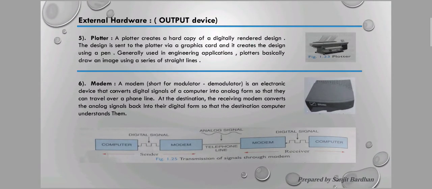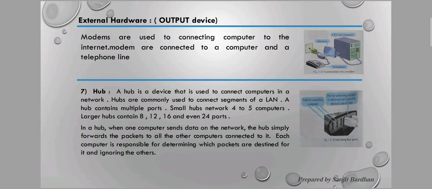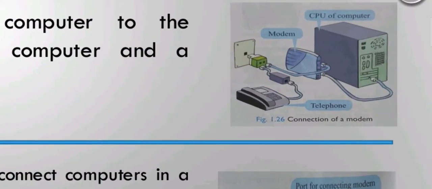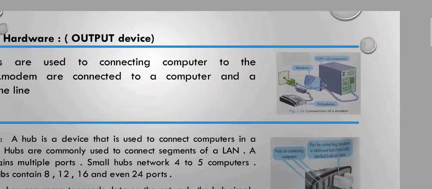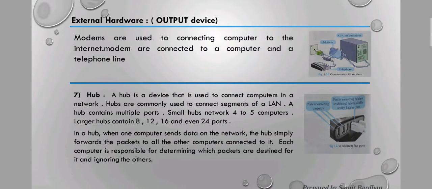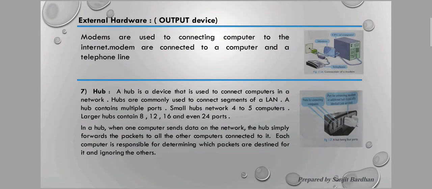Next is modem. Modems are used for connecting computers to the internet. Modems are connected to a computer and a telephone. Here you can see that a modem is connected to a computer and also a telephone. Otherwise a computer is unable to connect with the internet. A modem can be external or internal. External modems generally contain indicators which help in understanding the functioning of the modem. Also, an external modem can be moved from one computer to another computer.